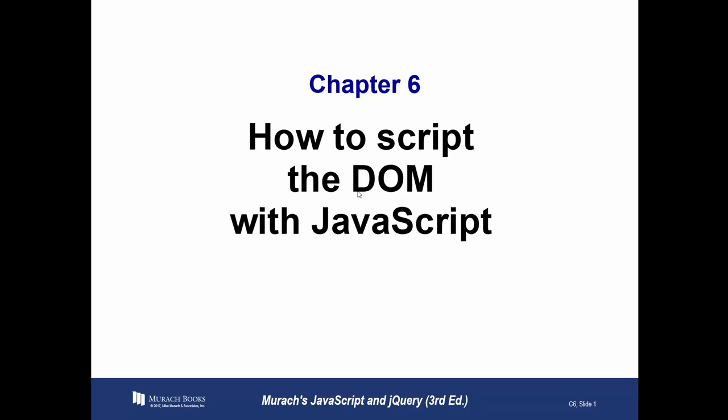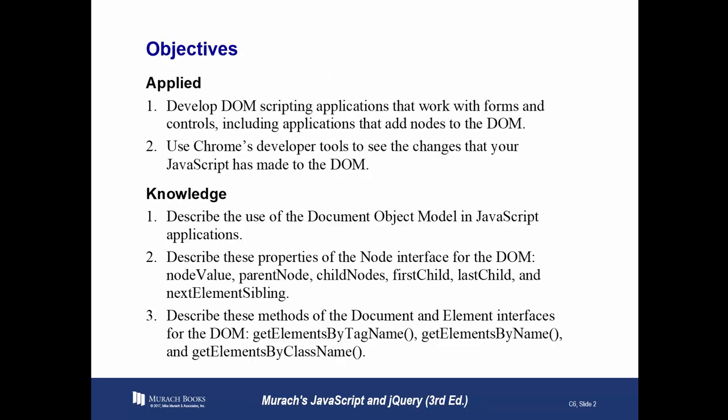I am currently beginning Chapter 6 of 18, and as you can see, Chapter 6 is on how to script the DOM, which is the Document Object Model, with JavaScript. Our two applied objectives: develop DOM scripting applications that work with forms and controls, including apps that add nodes to the DOM. Number 2, use Chrome's developer tools to see changes that your JavaScript has made to the DOM.